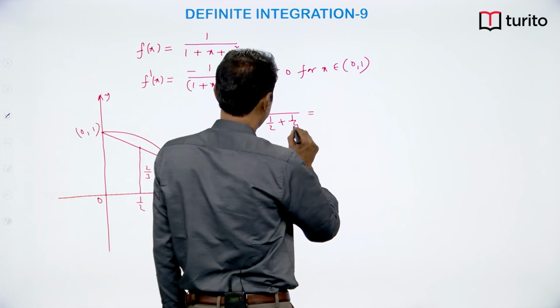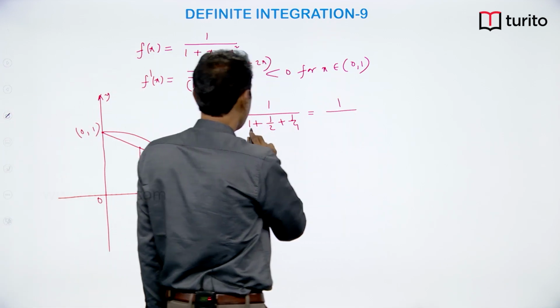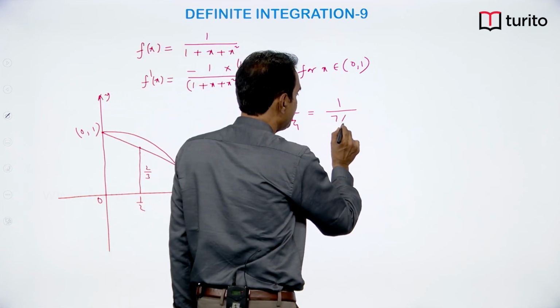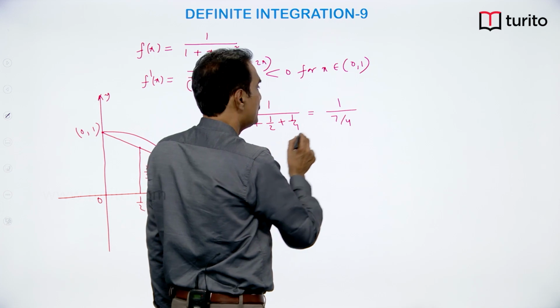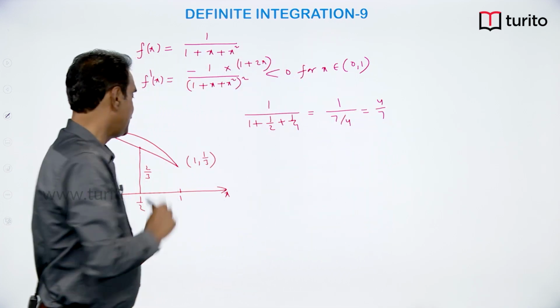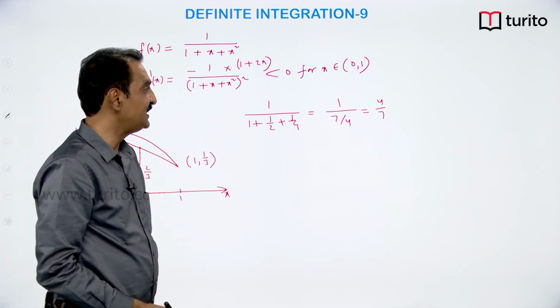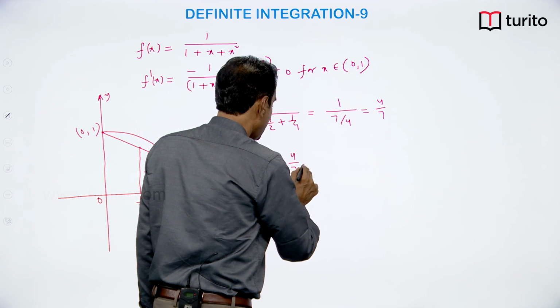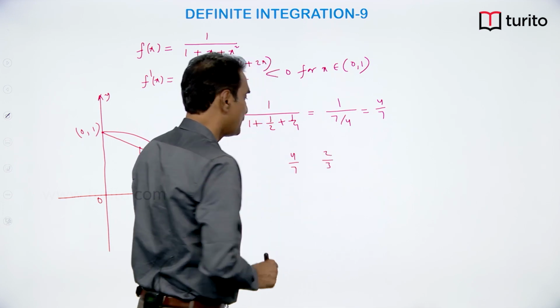If you get less value than 2 by 3, concavity is up. What is this? 1 by 1 plus 3 by 4, that is 7 by 4. So, it is 4 by 7. Is it greater than 2 by 3 or less than 2 by 3? How to check? 4 by 7 and 2 by 3 we have to compare.